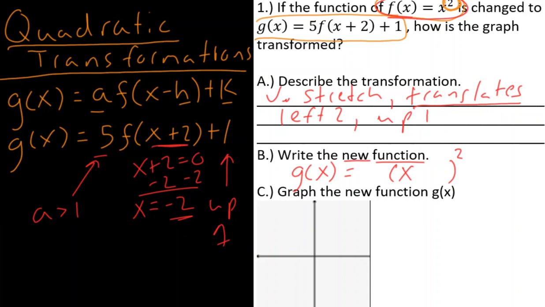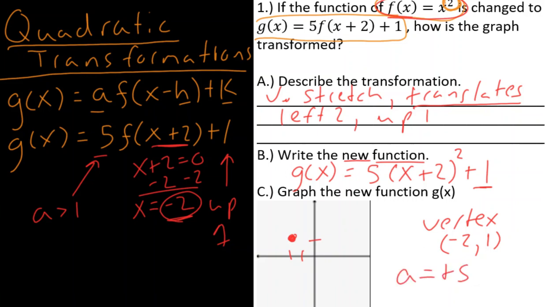Now from here, let's fill in all of our transformations. Our a value became 5, our h value became this positive 2, and our k value became this positive 1. And from here I can actually graph this. I know that my vertex, we already solved for the x value. The x value of the vertex is negative 2, comma, and that k value is 1. So we're going to go to the left 1, 2, and we're going to go up 1, and let's put our vertex.